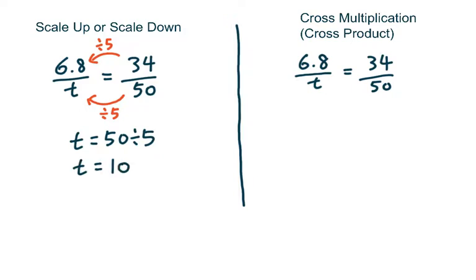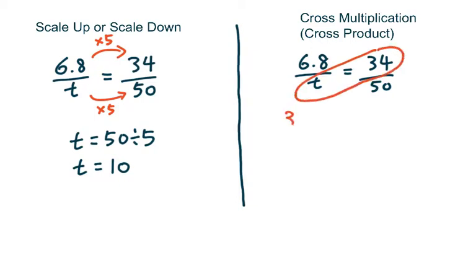If I show the scaling up way, then I would instead go from left to right. So 6.8 times 5 equals 34. And t times 5 equals 50. And again, I will show that t equals 50 divided by 5. On the right side, we need to cross multiply. So I would first cross multiply one of the variables. So 34 times t. Copy it down.